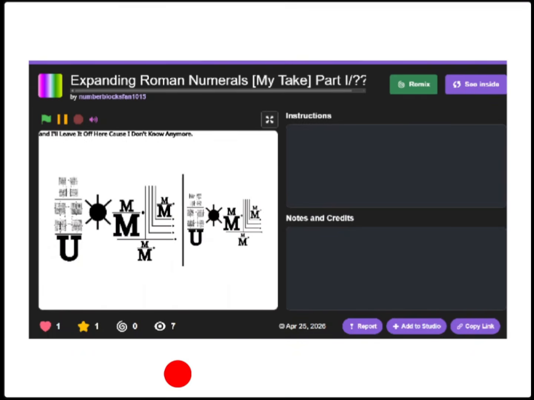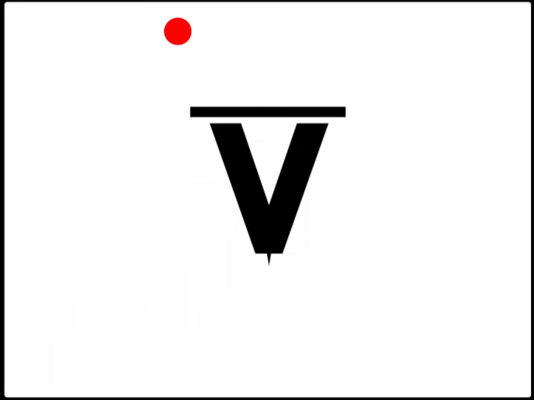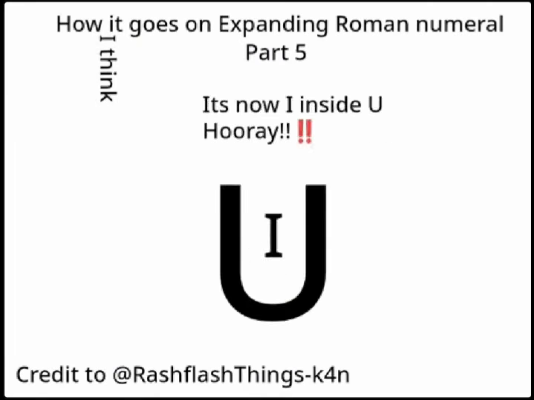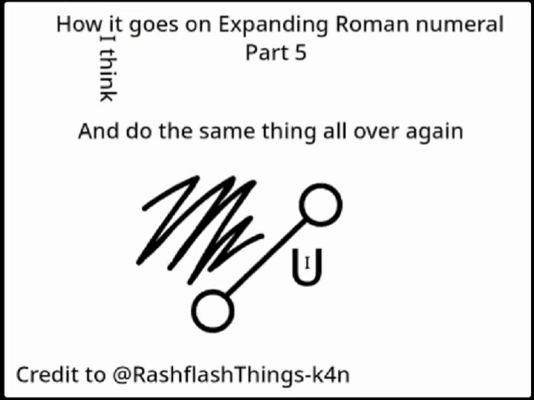We're starting off with something which isn't really fan mail. Numberbox Fan 1015 on Scratch made Expanding Roman Numerals, My Take. It's just his own version of expanding the Roman numerals, basically. I don't know if it's really fan mail because it's just him doing the same thing I did. But yeah, it's really cool, honestly. Seriously, I like it a lot. Oh wait, I accidentally skipped by the whole thing. Well, anyway. Fading Fields for me made this really cool fan-made Part 5. So that's really cool. I like that a lot.